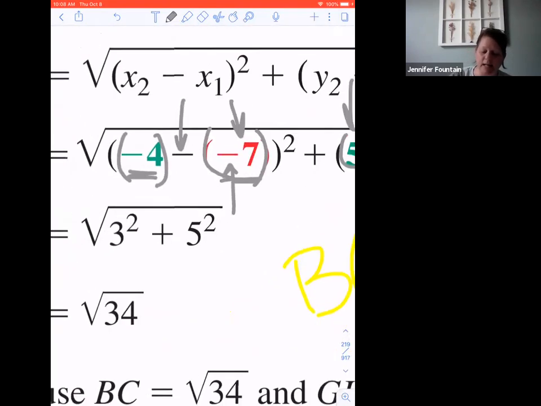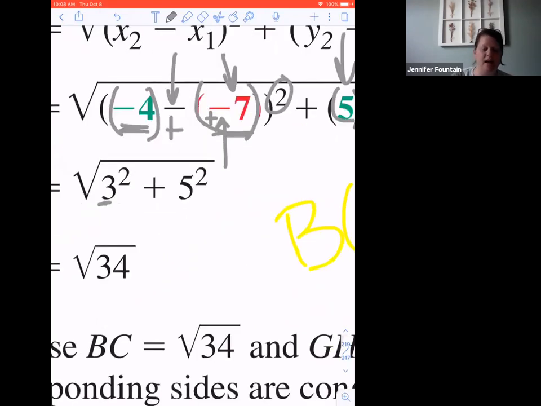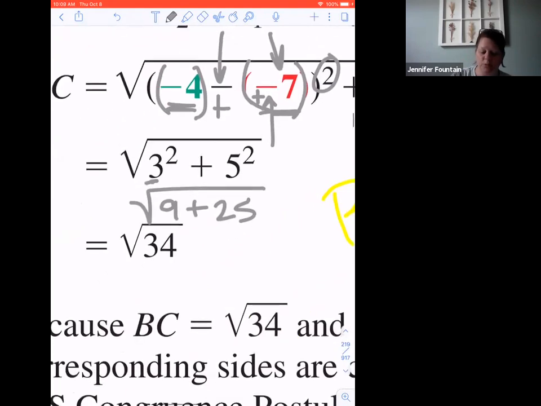So, okay, they said -4 minus a -7. Remember, minus a negative is the same as plus a positive. So -4 plus 7 is a +3. And so now I'm going to have 3 squared. Over here, I have 5 minus 0 is 5. So now I've got 5 squared. 3 squared is 9 plus 5 squared is 25. The square root of 9 plus 25 is the square root of 34. Okay?